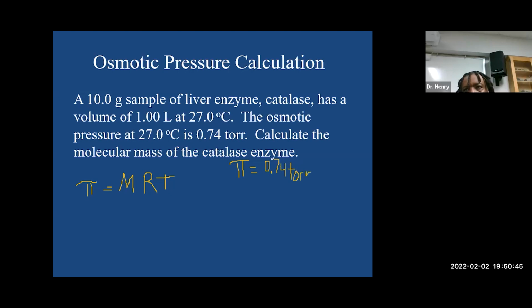How many torrs will equal 1 ATM? If I remember correctly, I could be wrong, 1 ATM equals 760 torrs. And I believe you guys have that, there's a sheet.